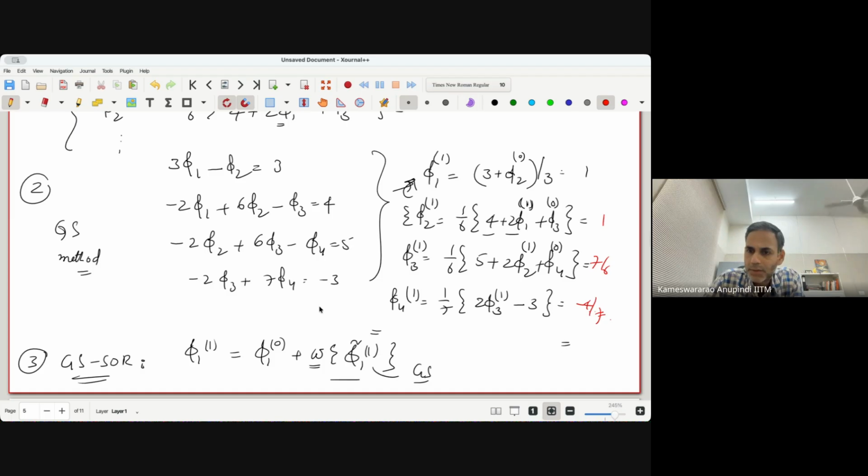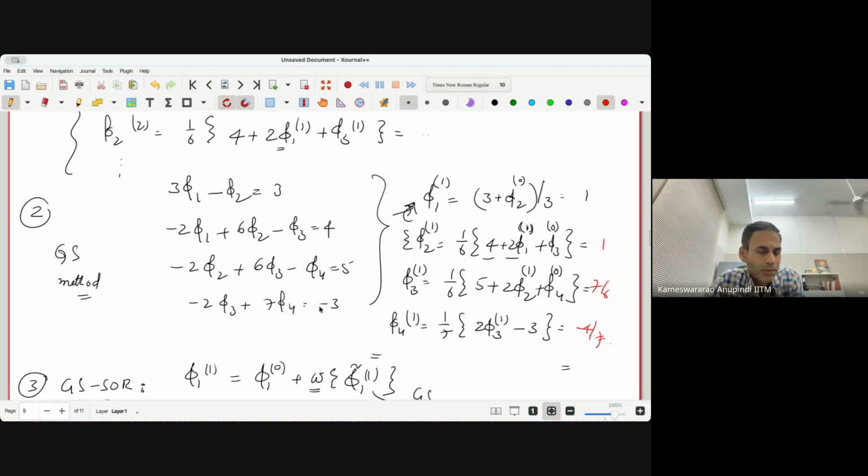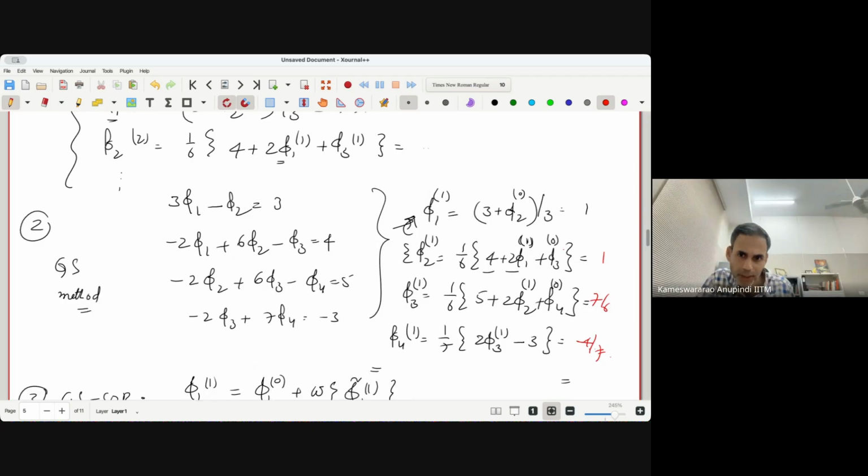Is it okay? Yes, sir. The numbers could be incorrect, but what you should see is that we are using the updated value whenever we want to. For example, this is already updated here, so we make use of that. Here, this is already updated, we make use of that. Here, this is already updated, we make use of that.